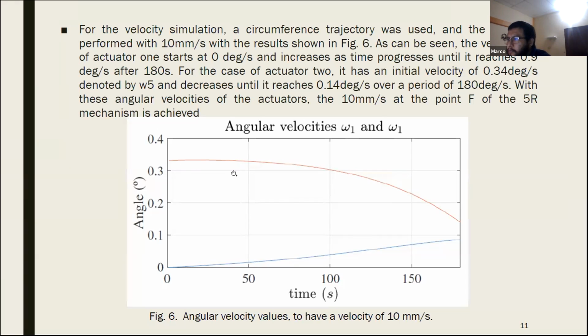118 seconds. For the case of actuator 2, the initial velocity is 0.34 degrees per second, and for omega 5 it is increasing over the course and reaches 14 degrees per second, over a period of 118 degrees per second, when this angular velocity is applied by the actuators, the 10 millimeters per second at the point F in the mechanism is achieved.